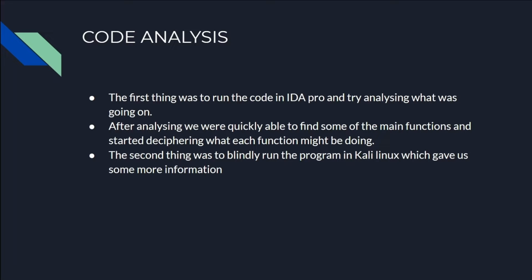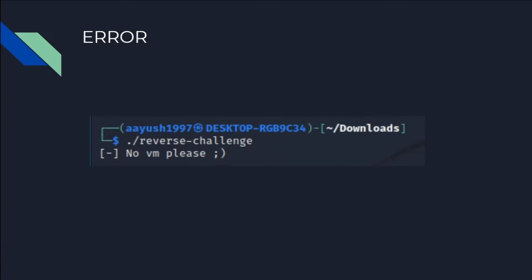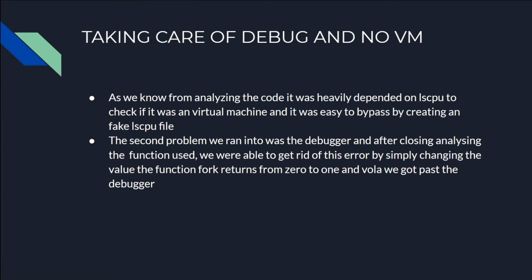The second thing was to run the code in Kali Linux and try to get any type of output, and that was when we ran into our first problem. The program was able to detect that Kali Linux was being run on a virtual machine and gave us an error, no VM please. After analyzing the code, we knew it was heavily dependent on lscpu to check if it was in a virtual machine, and that was the way to bypass the no VM error, and we bypassed it by making a fake lscpu file.